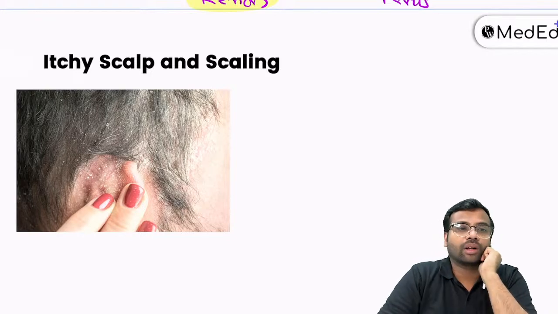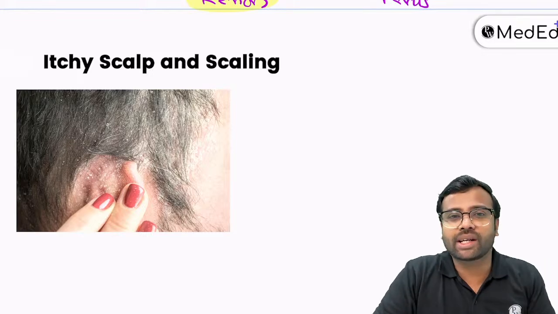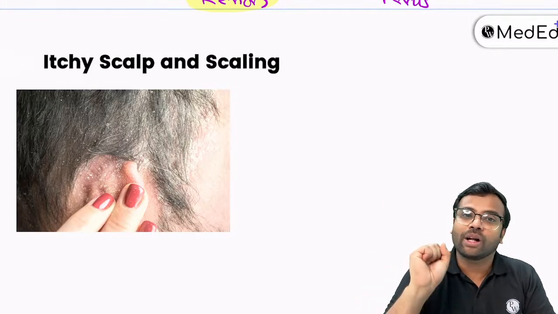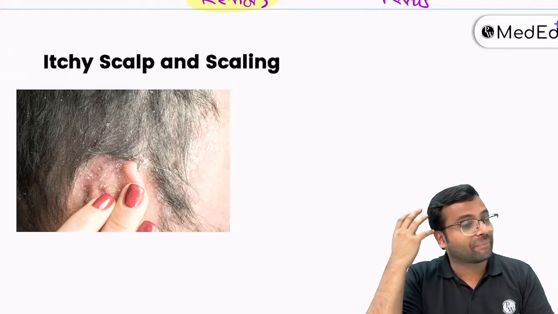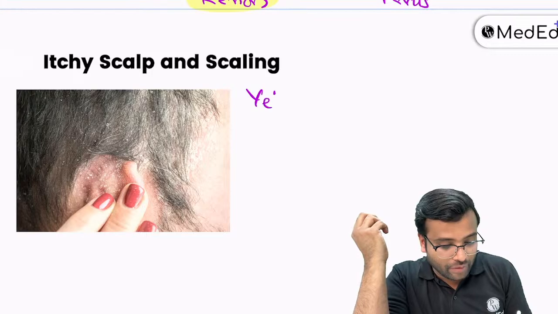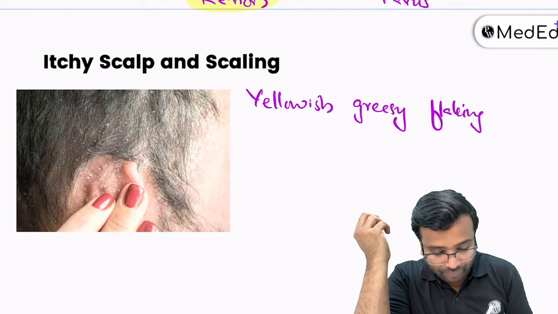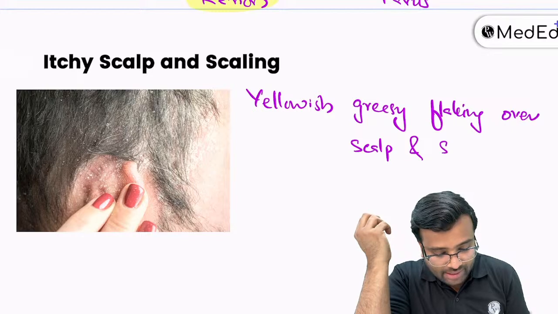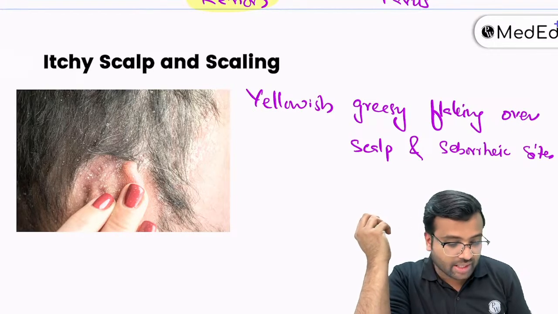Anyone? Now this is a very common disease. We can't even call it a disease because this is seen in a lot of people. And probably whoever is watching this video, they are also having the same problem. It's a very, very common thing where you get a yellowish, I'll give you some more clue, yellowish, greasy flaking over the scalp and seborrheic sites. So does this ring a bell?